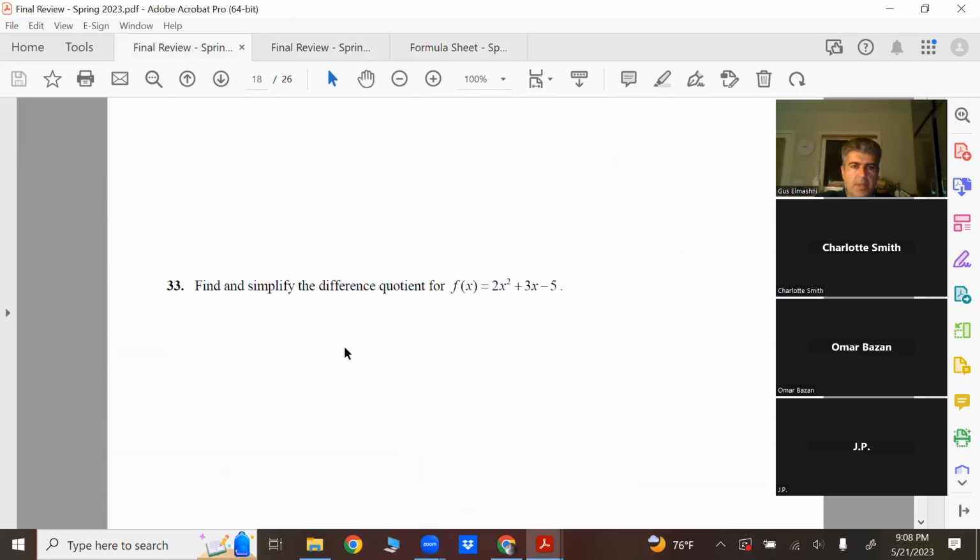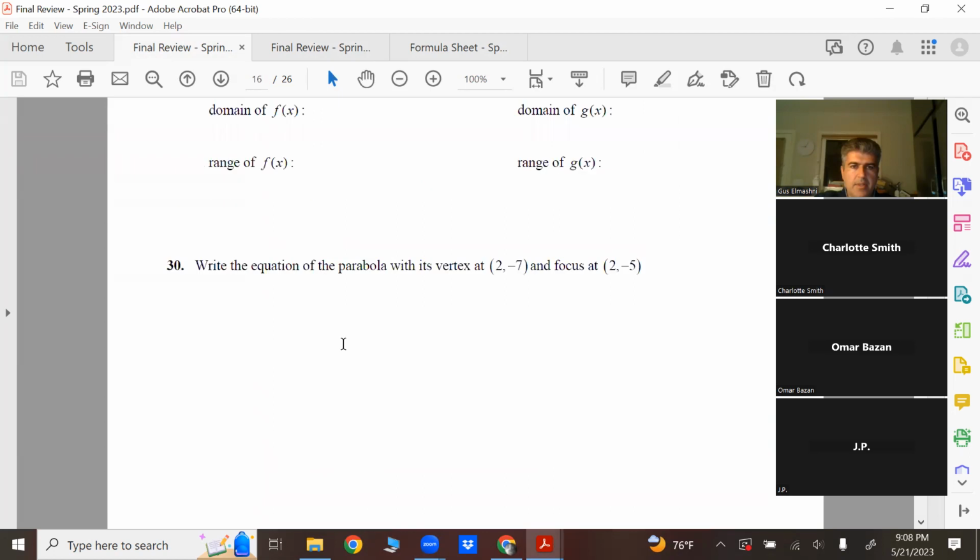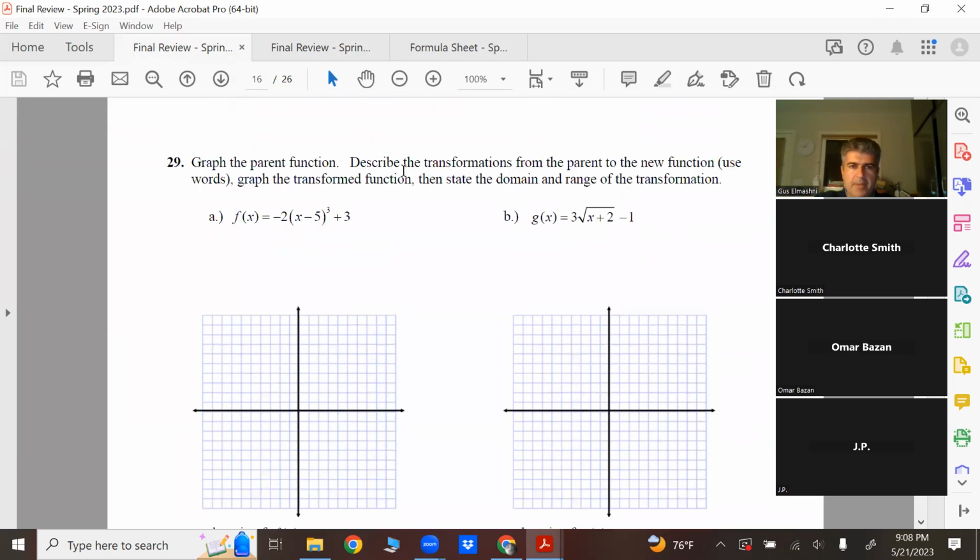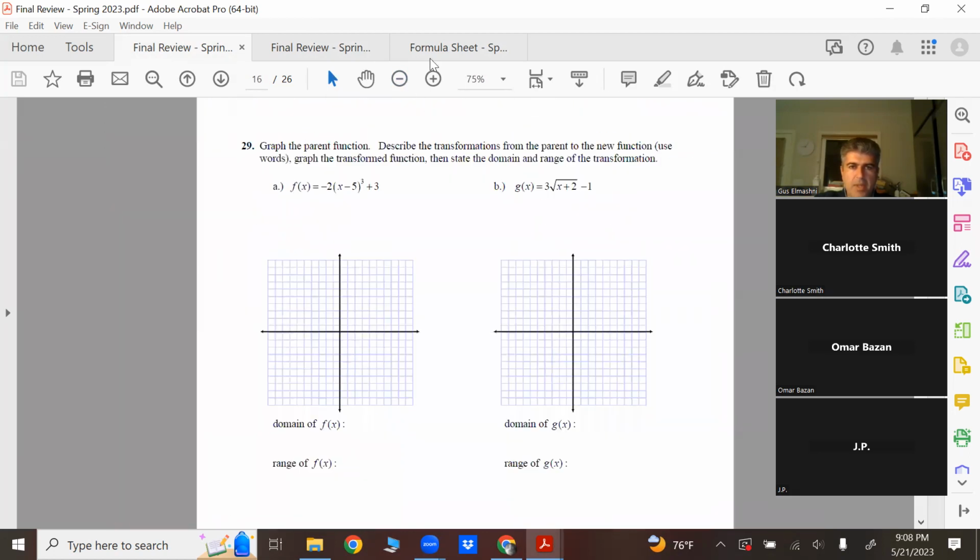Let's look at 29. Someone asked about 29, because I know some people probably want to get to bed and have been waiting for some of the questions to be answered. Okay, this is back to transformations again.